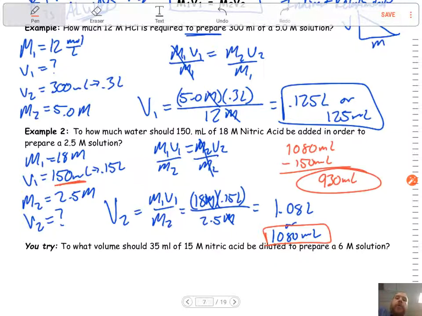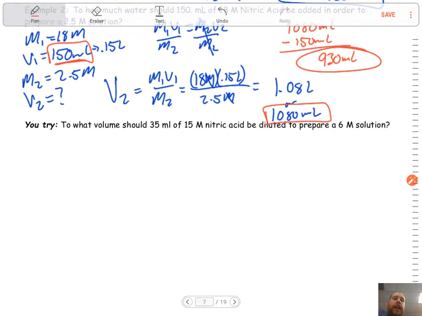Okay, so when you're doing dilutions and you're trying to figure out, well, what's the final volume, you have to remember to take into account what you already have in the beginning. Because if you just added 1,080 mils to the 150 you already have, now you're going to be more dilute than what you wanted. So your molarity won't be 2.5 molar, it would be something like maybe 2.2 or less based on that. So if you're asked to figure out how much water should be added, you have to subtract out your original amount. So you guys go ahead and try this problem on your own, and I'll go through and do it here in just a second.